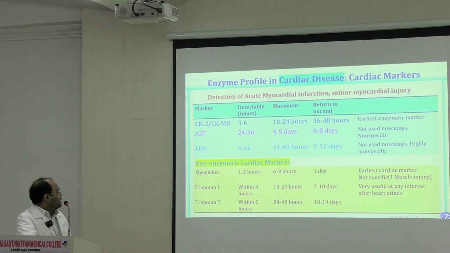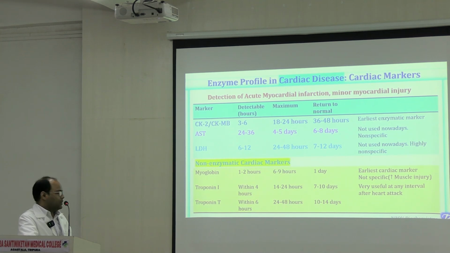Okay. Next, see AST. AST is actually a non-specific marker, so it is not so important, but you just have to remember it because you have to pass your exam. AST is detectable at 24 to 36 hours and the maximum value is reached in 4 to 5 days. It returns to normal after 6 to 8 days.